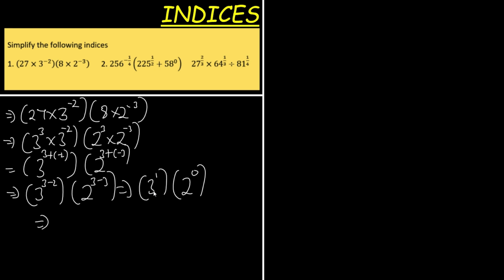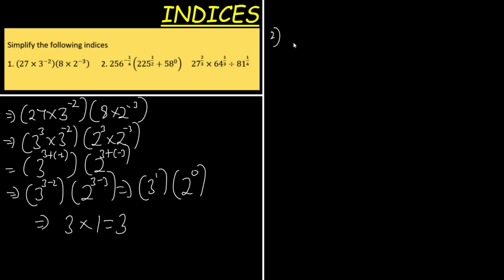Any number raised to the power 1 is the same number. So 3 raised to the power 1 is the same as 3, times 2 raised to the power 0. And then according to the zero property of indices, any number raised to the power 0 is 1. So 2 raised to the power 0 is 1. And then finally you have 3 times 1, which is 3. So this is the answer. Now let's move on to the second one.